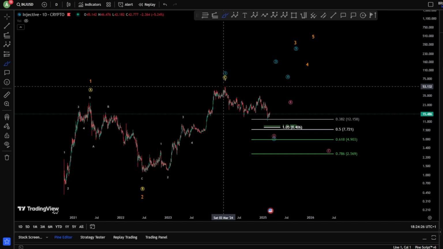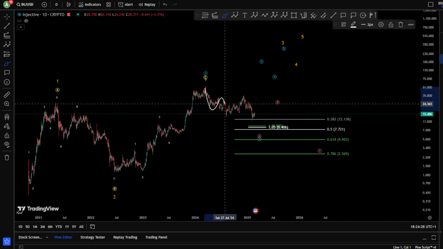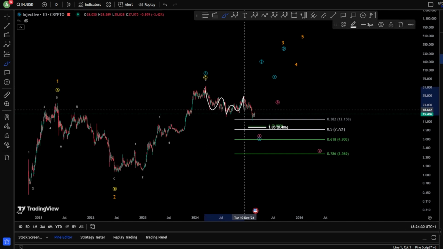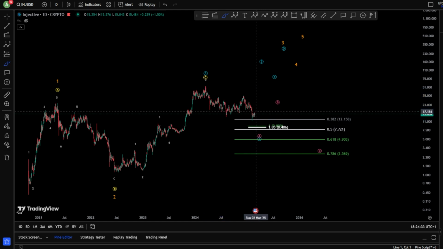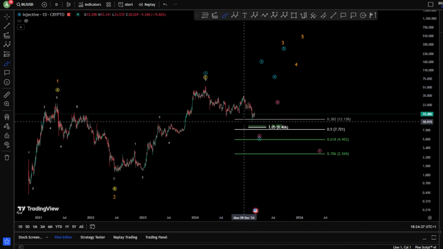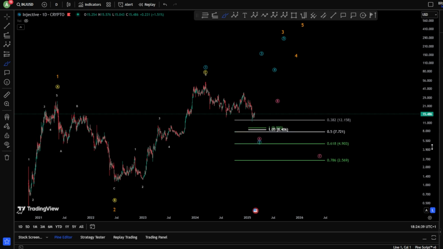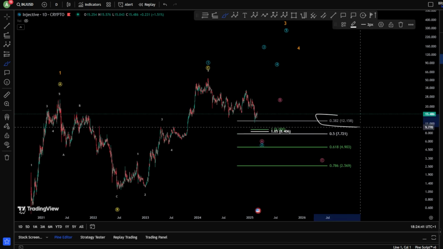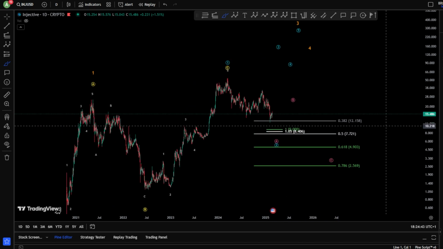hitting the 1-to-1 fib level, 1.05, as a regular flat: 3 waves down, 3 waves up, 1, 2, 3, 4 and a 5, and probably having several 1-2s, which we're going to see much more closely on the 4-hour chart. Now we have hit, as you can see, the 0.38 fib level.